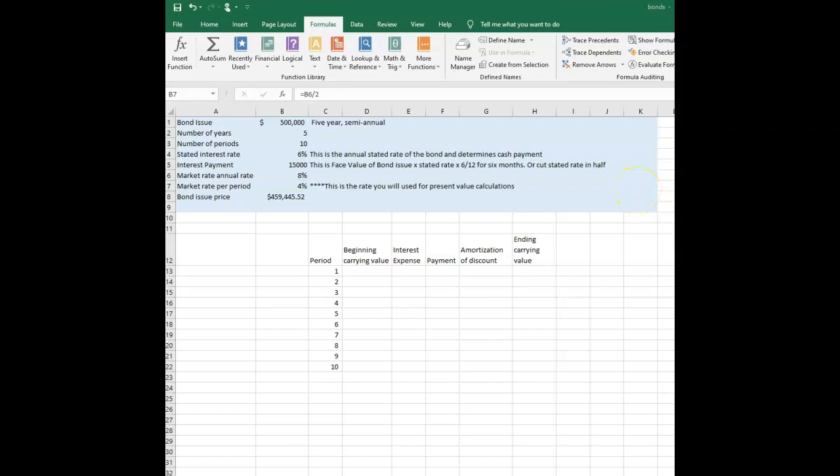One last thing, the reason I use negatives when I put in the payment and the face value of the bond is that Excel will compute it as inflows versus outflows. So when the investor is putting in 459,445 on one end, and out from the corporation comes 15,000 each 6 months and 500,000 at the end.